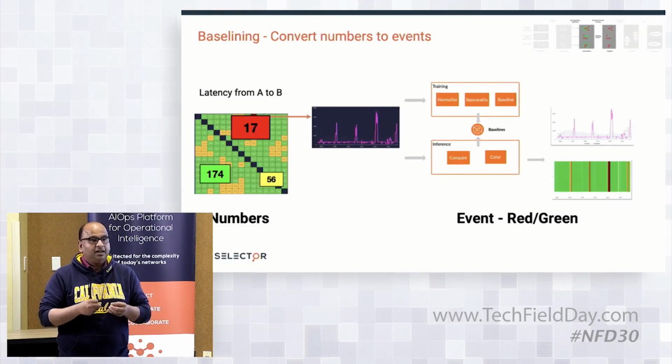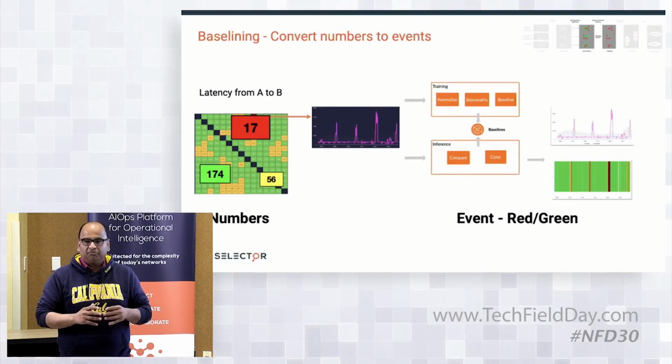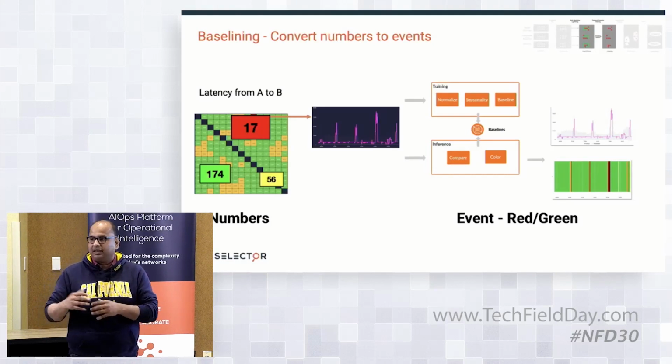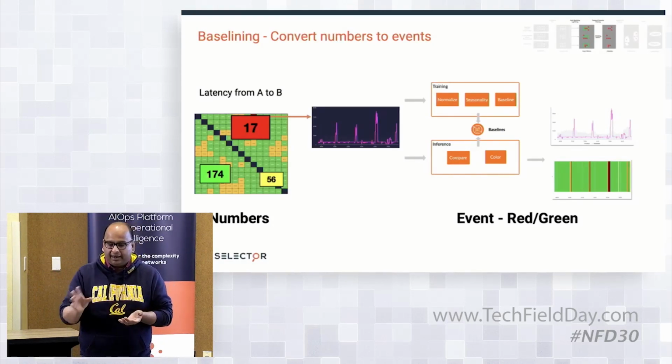So this is where the ML comes into play. It says that 174 is normal for this connection. However, 17 is not normal for this connection. 56 is getting closer to being abnormal. So we generally have three colors, red, yellow, and orange, although orange and red are considered the same category. So how does this baselining thing work?